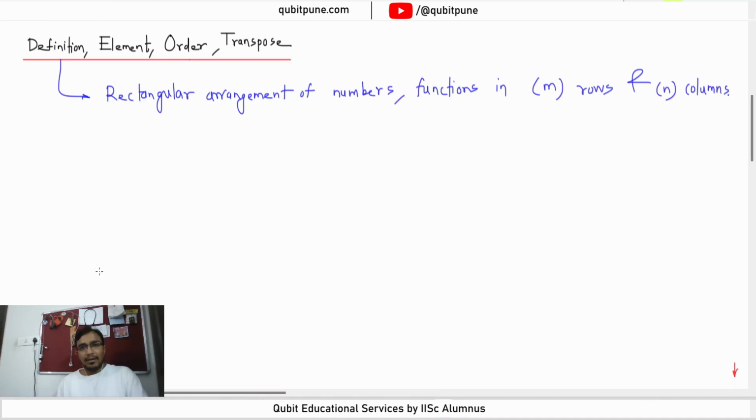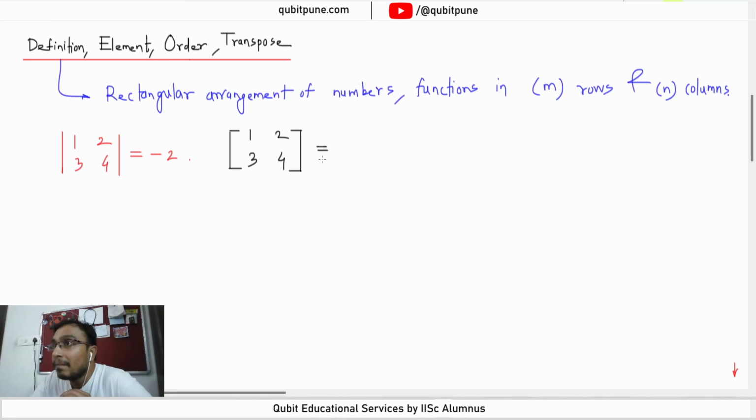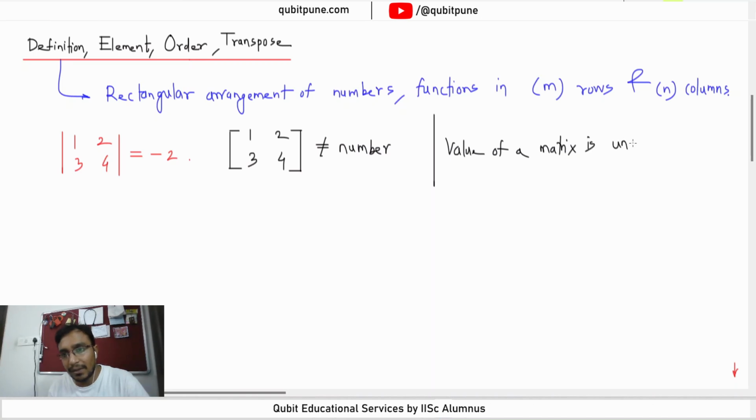A question. A determinant has a value, right? We know a determinant has a value, like 4 minus 6. Okay. Does a matrix have a value? Can we equate a matrix with a number? No. Very good. So the value of a matrix is not defined. Value of a matrix is undefined.